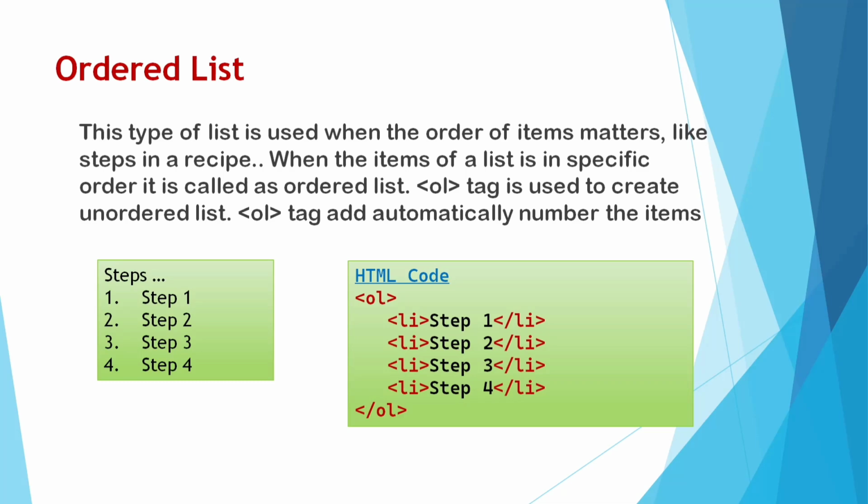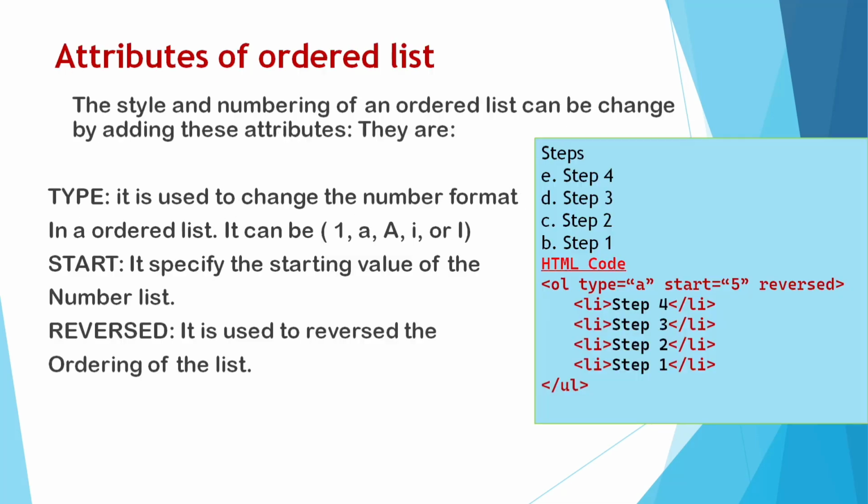We create an ordered list by using the ol tag, and when we use the ol tag, it automatically assigns numbers to the items. We get mainly three attributes in an ordered list: type, start, and reversed. Type we use to change the numbering of an ordered list. In an ordered list we can give five types of numbers: first 1, 2, 3, then small a, b, c, d, then capital A, B, C, D, then small Roman numerals, and at last capital Roman numerals. These types of numbers we can add in our ordered list.